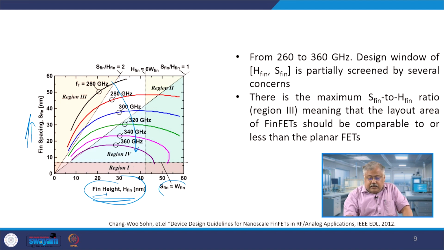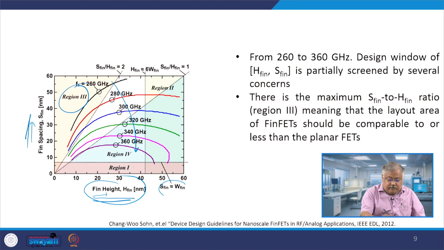And therefore, there is a maximum S-fin to H-fin ratio, which is basically in region 3, this one here, that if you take a non-planar FinFET, then its layout area should be comparable to or less than that of the planar FETs. If you look at region 3 here, for example, if I fix my fin height to be 10, then for 260 gigahertz of operation, I need to operate my S-fin at approximately 35 to 40 nanometers, correct.